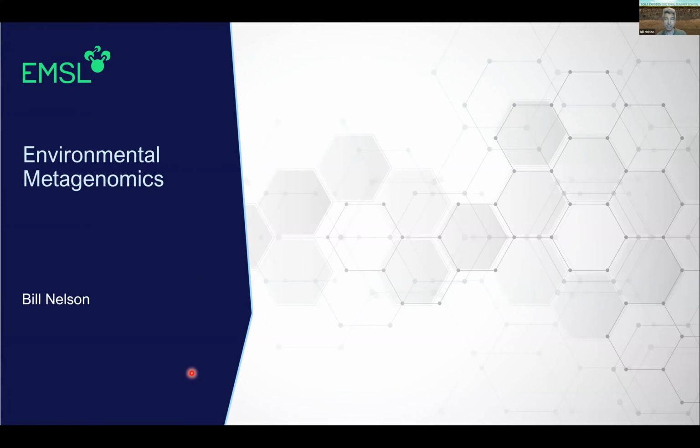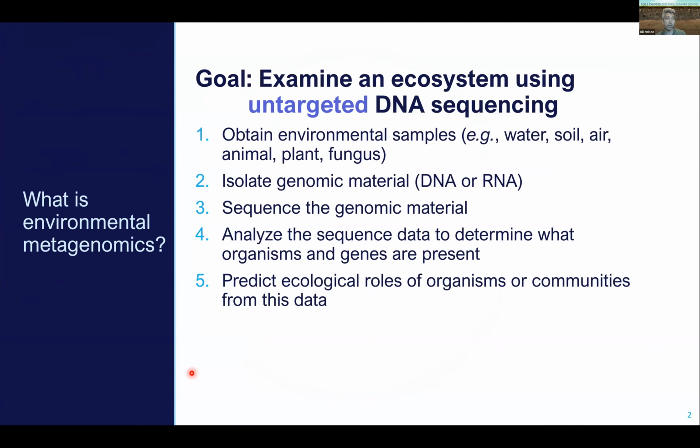So let's get started. So what is environmental metagenomics? The goal behind it is to examine an ecosystem using untargeted DNA sequencing. And by untargeted, in this sense, what we mean is we're not focusing on a specific organism in the environment. We're trying to capture the entire community that's present in that ecosystem. That's untargeted. Okay, and as we heard earlier, the process is pretty straightforward.